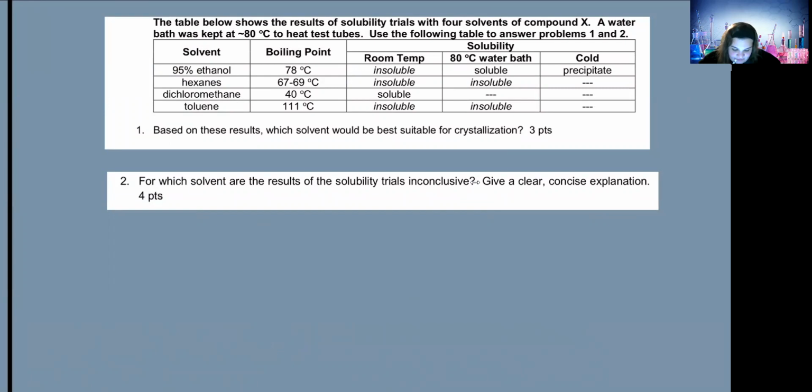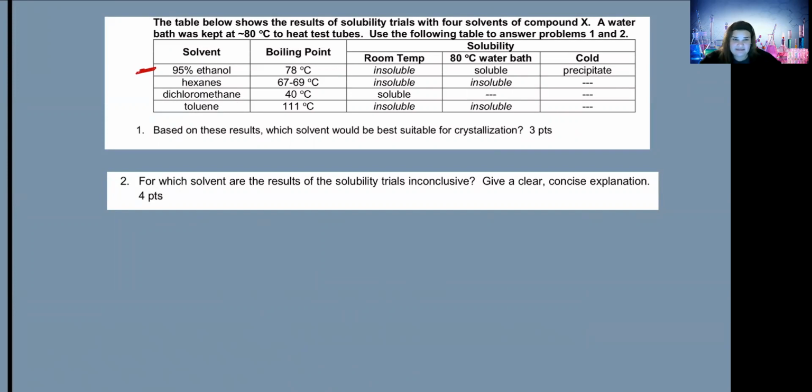All right, the table below shows the results of solubility trials with 4 solvents of compound X. A water bath was kept at about 80 degrees Celsius to heat test tubes. Use the following table to answer problems 1 and 2. All right, let's take a look at what we got. 95% ethanol, boiling point 78. Room temp, insoluble. Water bath, soluble. Cold, precipitate. You guys see that? If we've learned anything in the past hour, it's that this is the ideal scenario. That's the best of the best. Insoluble, soluble, precipitate. Those are the 3 words I like to hear in that order.